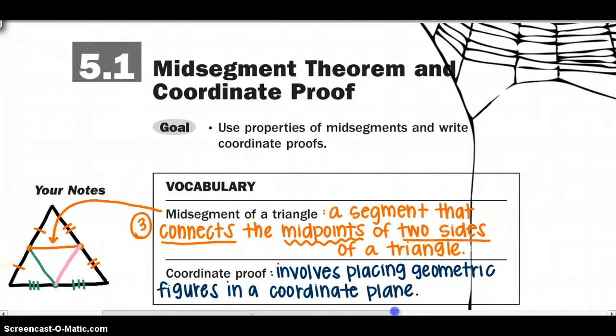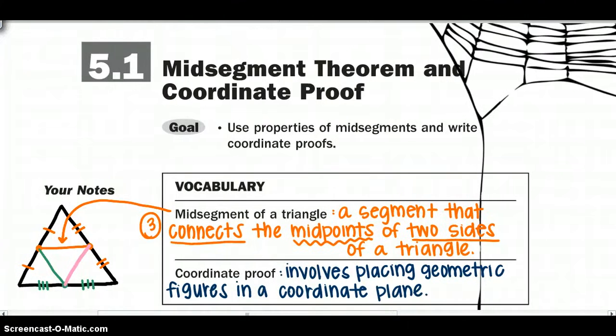The second vocabulary term is the coordinate proof. This involves placing geometric figures such as squares, triangles, and hexagons into a coordinate plane, remembering that the coordinate plane is the XY axis.